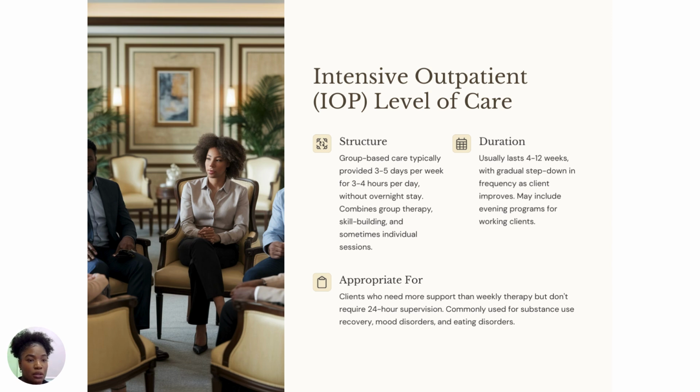Intensive outpatient level of care is appropriate for those who need more support than weekly therapy but don't require 24-hour supervision. It's common for those with substance use, recovery, mood disorders, and eating disorder. It's group based care typically provided 3 to 5 days a week for 3 to 4 hours a day without overnight stay. So they get to go home. It combines group therapy, skill building, and sometimes individual sessions. And it usually lasts for 4 to 12 weeks with gradual step down in frequency as the client improves.